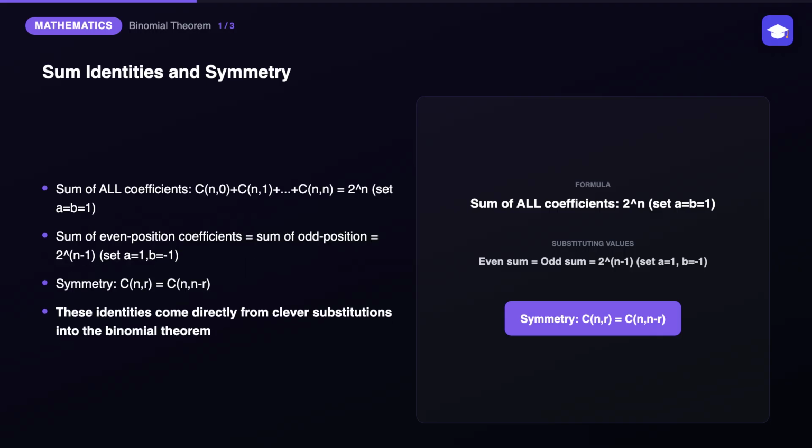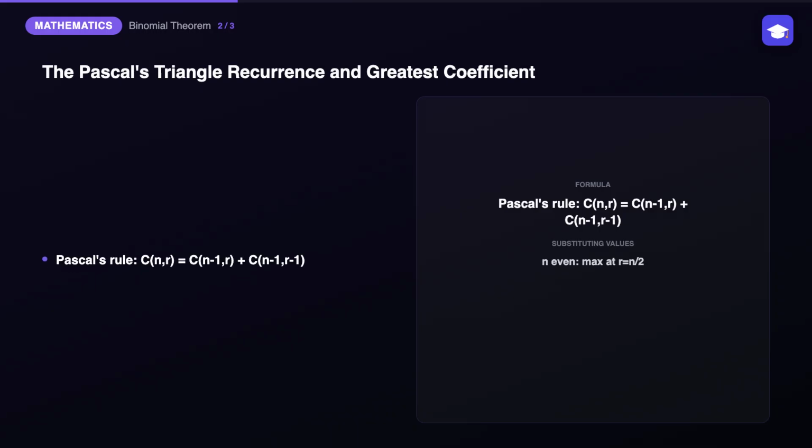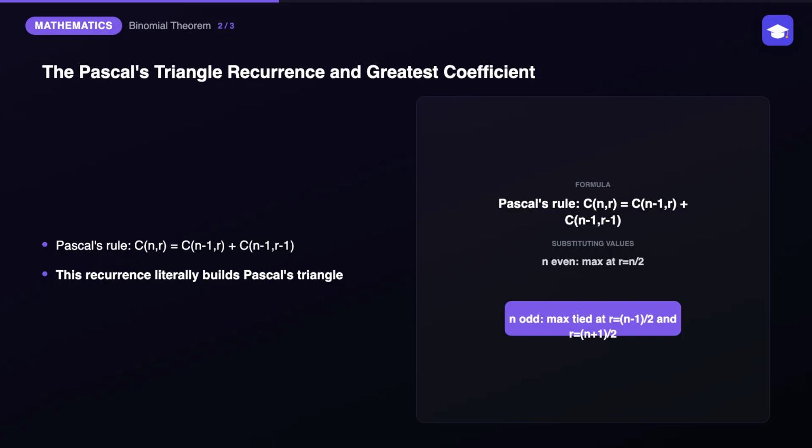The symmetry property n choose r equals n choose n minus r means Pascal's triangle reads identically forwards and backwards, and directly follows from the formula for n choose r itself. Pascal's rule states that n choose r equals n minus 1 choose r plus n minus 1 choose r minus 1. This is the recurrence that builds Pascal's triangle. Each entry is the sum of the two entries directly above it, and it can be proven directly using the factorial definition or through an elegant combinatorial argument about whether a specific single element is included in a chosen subset or not.